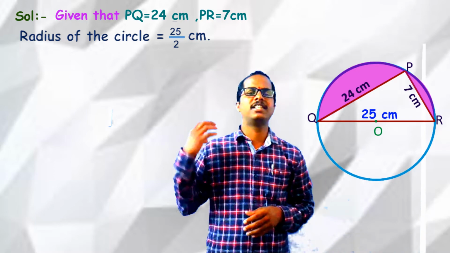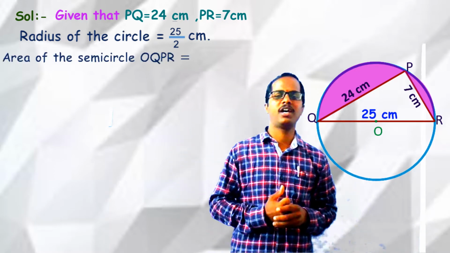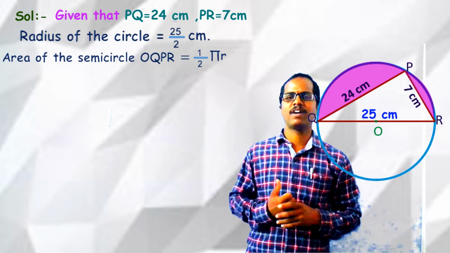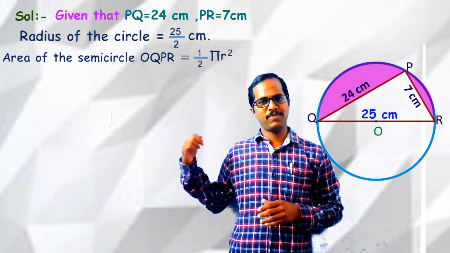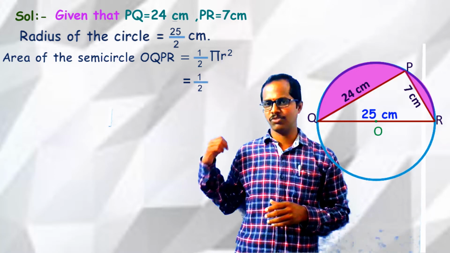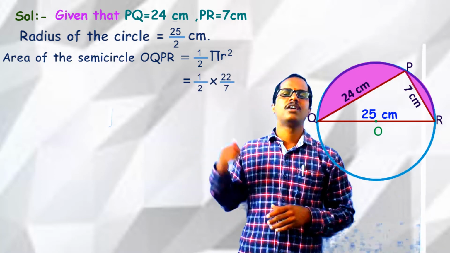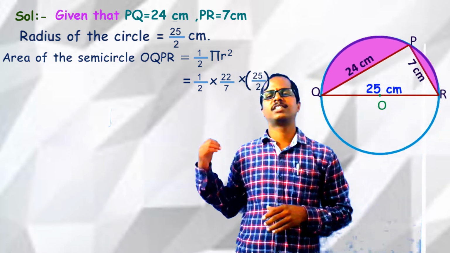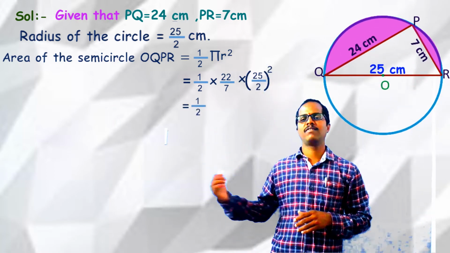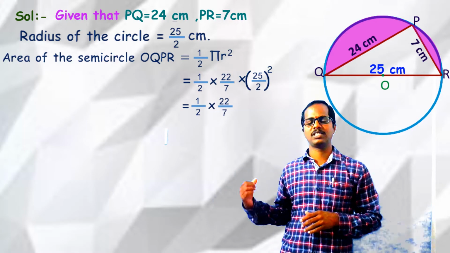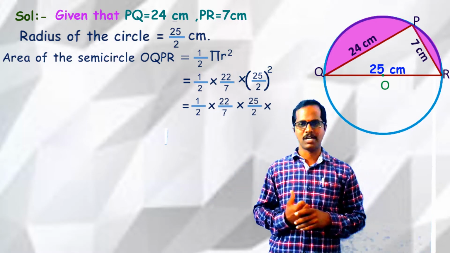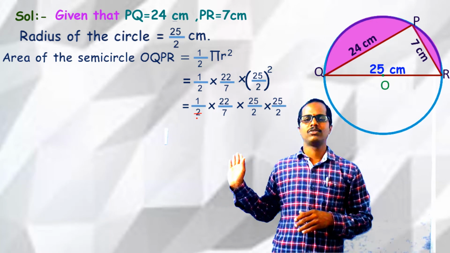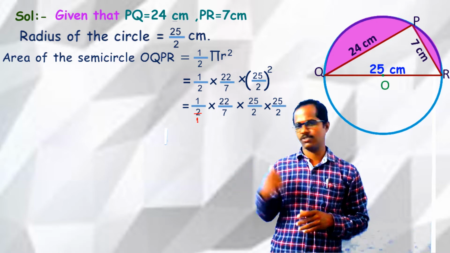So now let us take the area of the semicircle OQPR. It is half pi r square. Let us substitute the corresponding values. By substituting we get half into pi value 22 by 7 into r value 25 by 2 whole square. Now let us expand 25 by 2 whole square. We get 1 by 2 into 22 by 7 into 25 by 2 into 25 by 2. And here we can cancel 22 and 2. Two ones are 2 and 2 elevens are 22.